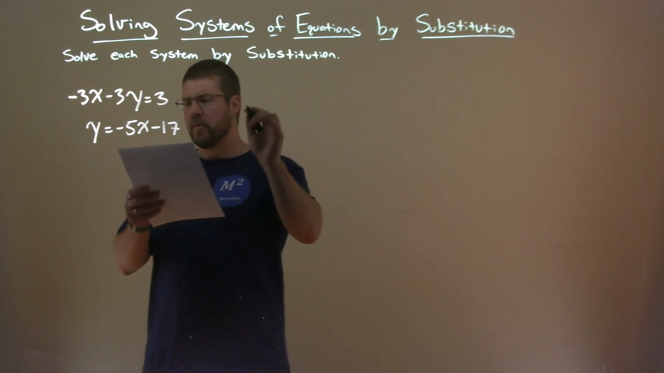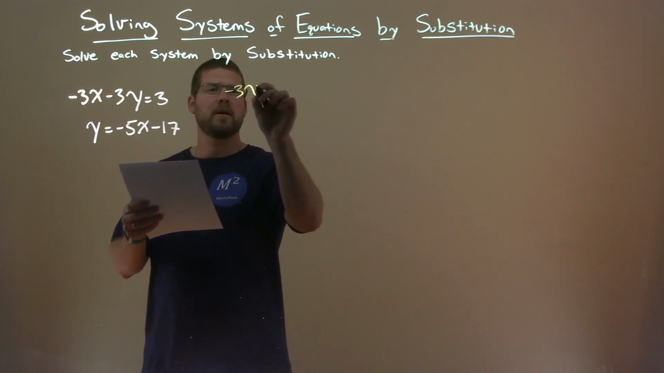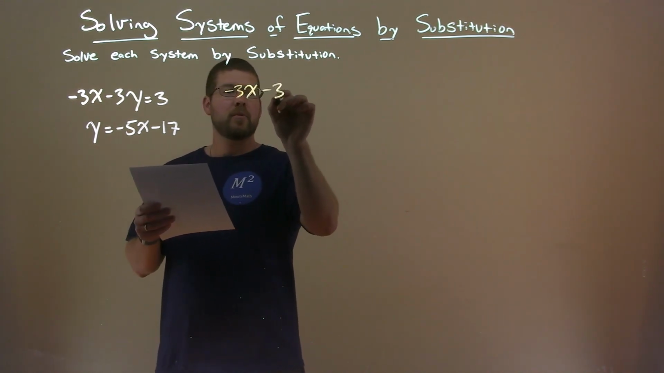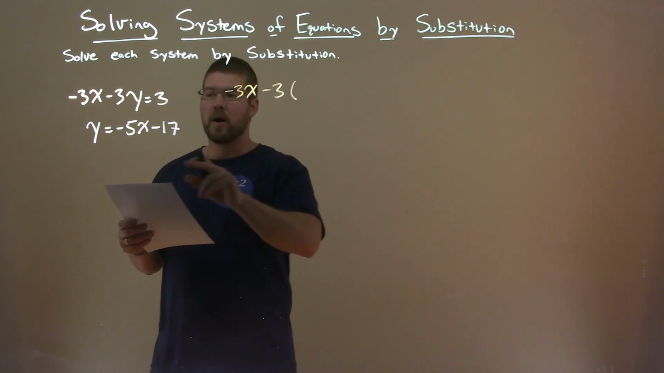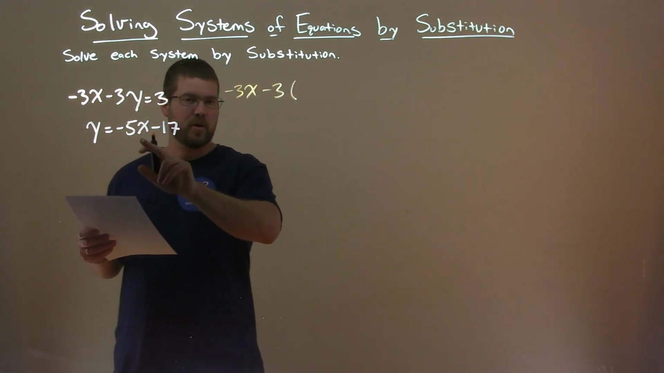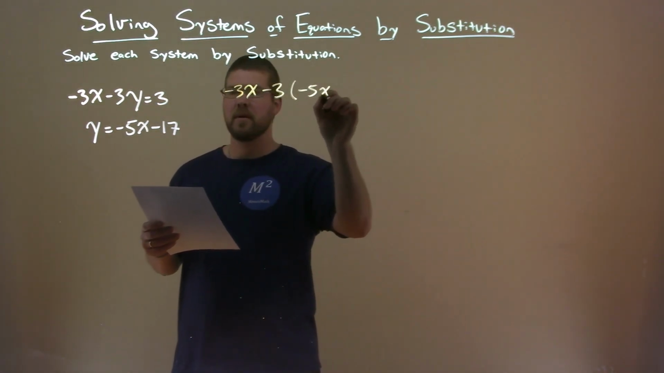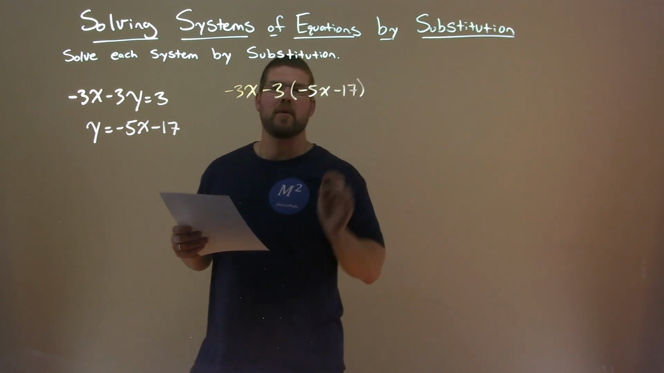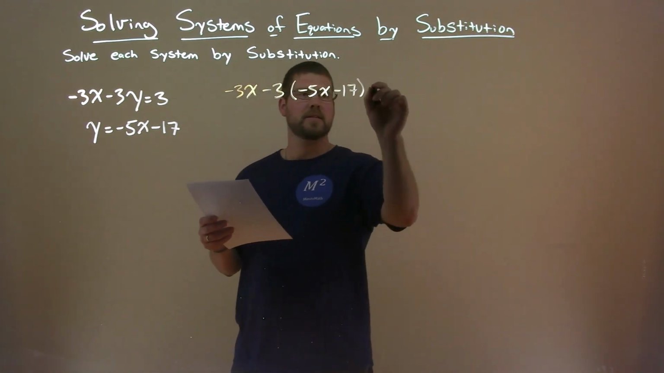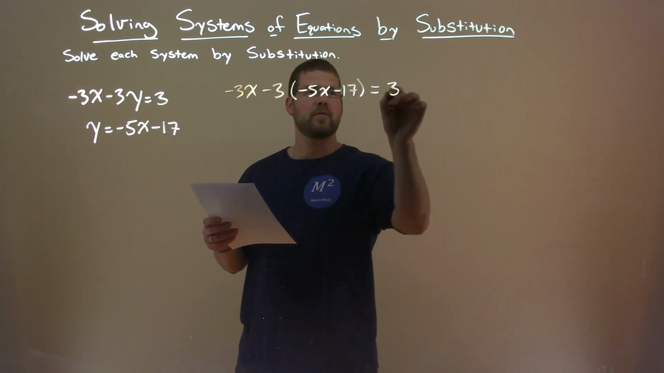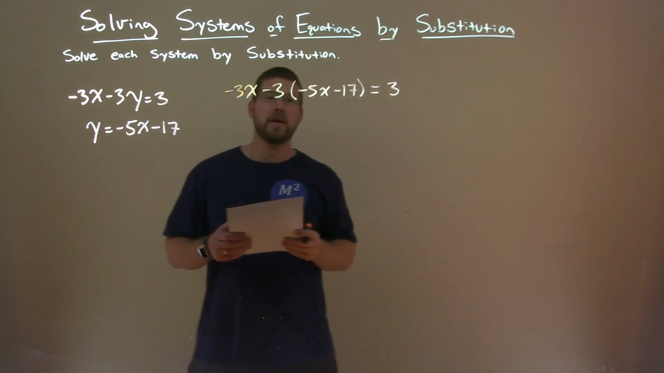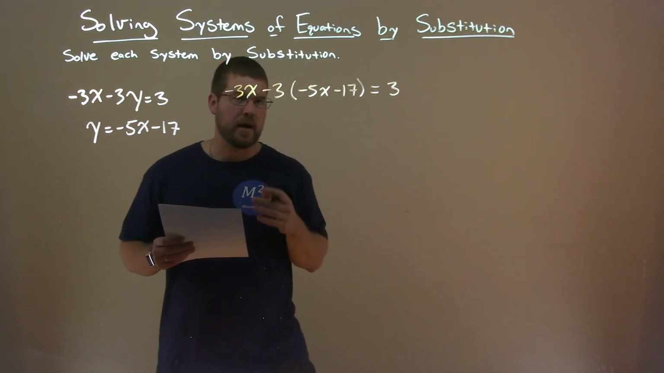We take the first equation, negative 3x minus 3 and then y, but instead of y, we're going to plug in this part here, negative 5x minus 17 from the second equation. We continue the first equation, that equals 3. So from here now we're going to simplify and solve for x.